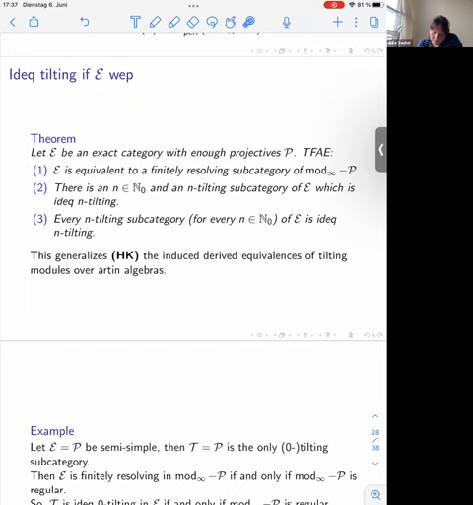Because then, of course, finitely generated modules over an Artin algebra are just a category of this form. Yeah, every abelian category with enough projectives is of this form, mod infinity P, because then the Yoneda embedding is actually an equivalence. And this strategy of proof is just a generalization of a result of Miyashita, which is again a generalization of Brenner-Butler.